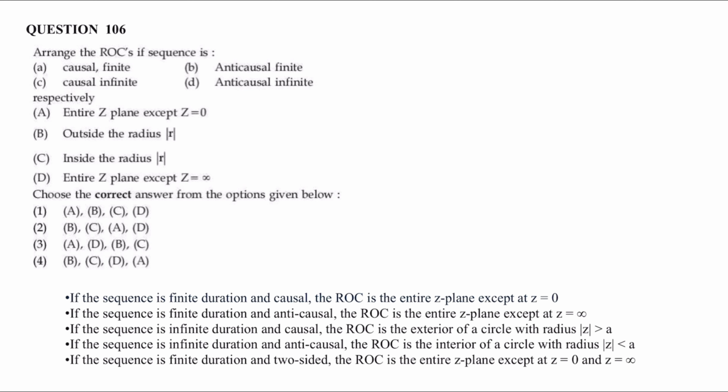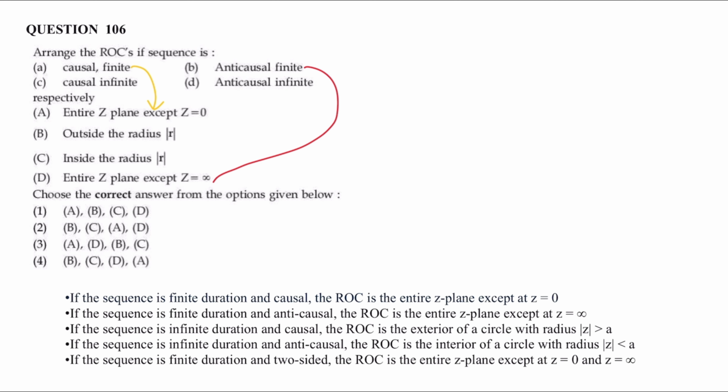Now for a causal and finite sequence, the ROC is the entire Z plane except at z equal to 0. For an anti-causal and finite sequence, the ROC is the entire Z plane except at z equal to infinity. So A matches A, and B matches D.